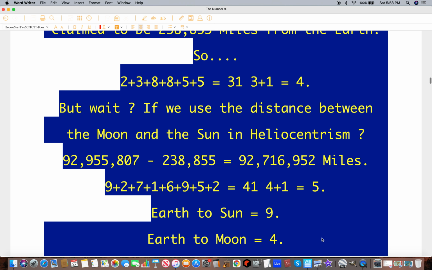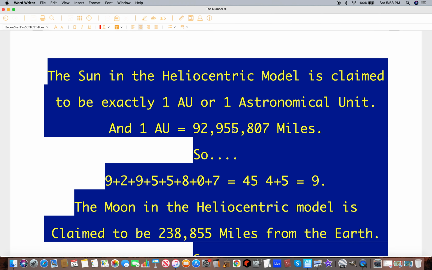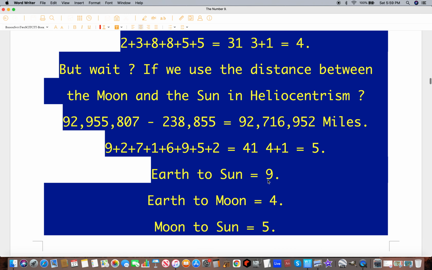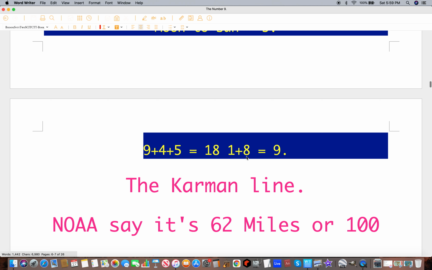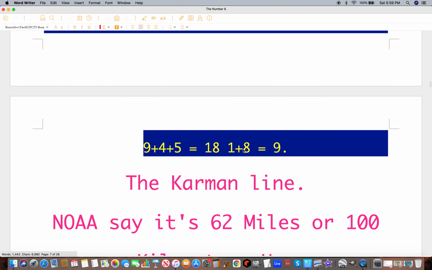So the Earth to Sun, right, is 9, because the official distance is 92,955,807 miles, which adds to 45, so adds to 9. Okay, so the Earth to Sun is a 9, right? Earth to Moon is 4, and Moon to Sun is 5. But when we add those together, we get 18. 1 plus 8 equals 9. Okay, so it all comes back to 9. So Earth to Sun, Earth to Moon, and Moon to Sun all add together to 18, and 1 plus 8 equals 9.